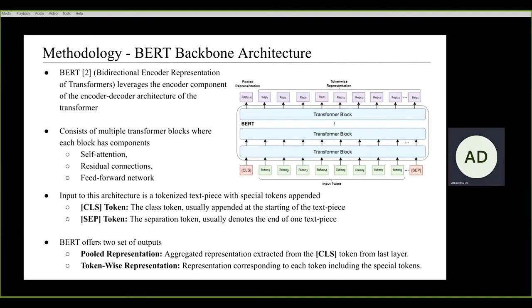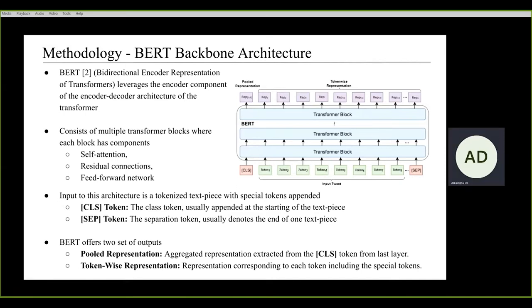We use BERT as our backbone architecture, which is a 12-layered encoder-decoder representation architecture. It has self-attention, residual connections, and feed-forward network for each and every transformer, for each and every encoder-decoder block. The input of this architecture is a tokenized sentence having CLS token or class token appended at the front and separation token appended at the back.